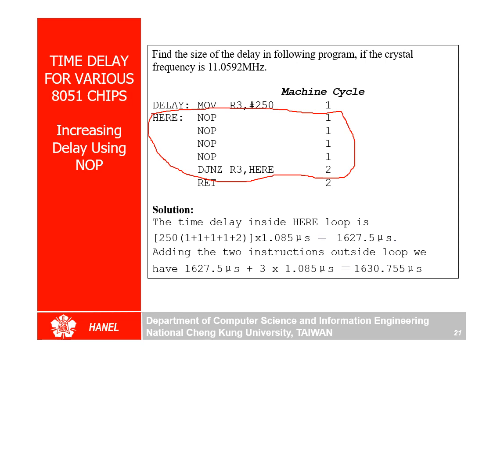6 machine cycles will be repeated how many times? Here it is 250, right? So 6 multiplied by 250, multiplied by 1.085, so 1627 microseconds.